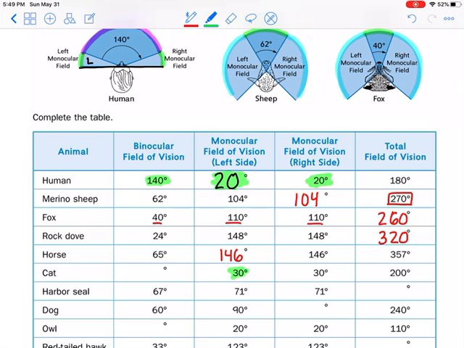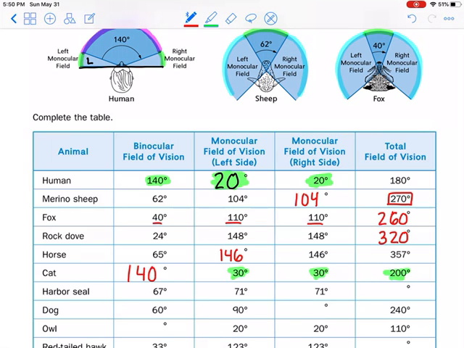So for the cat, you're going to have to do it because they give you the monocular field of vision and the total field of vision, but they don't give you the binocular field of vision. So you have to do 30 plus 30, so the right and the left side, which equals 60, and subtract that from the total field of vision. So 200 degrees minus 60 degrees, and the cat can see with both eyes 140 degrees.